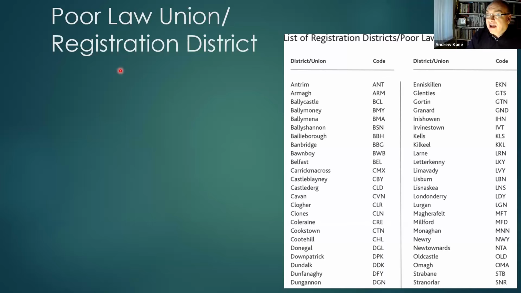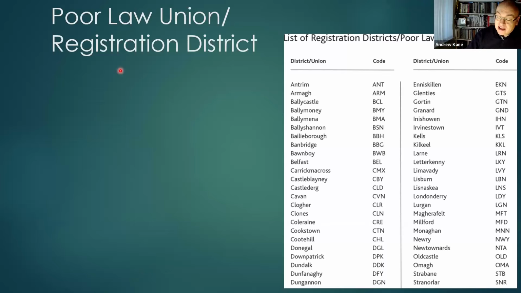So you registered your marriage, birth, death, whatever, in the same market town that had the workhouse and was therefore the centre of the poor law union. And the map, it would be impossible.